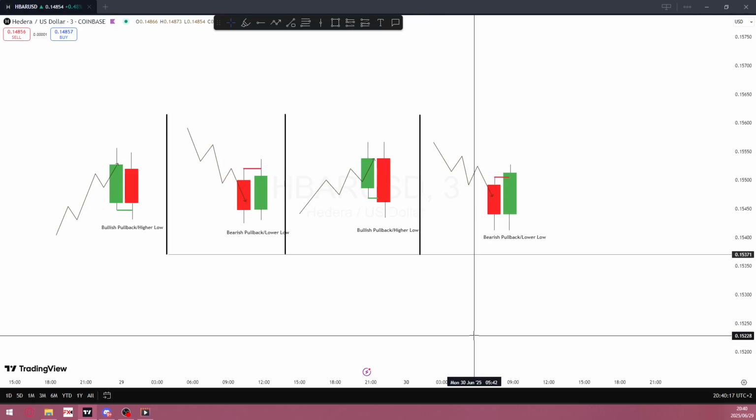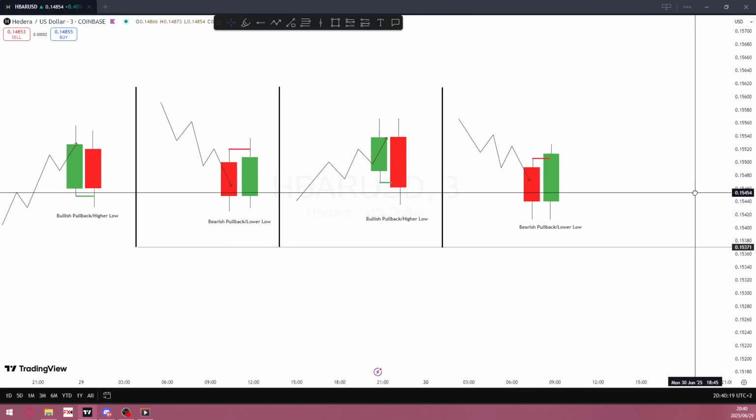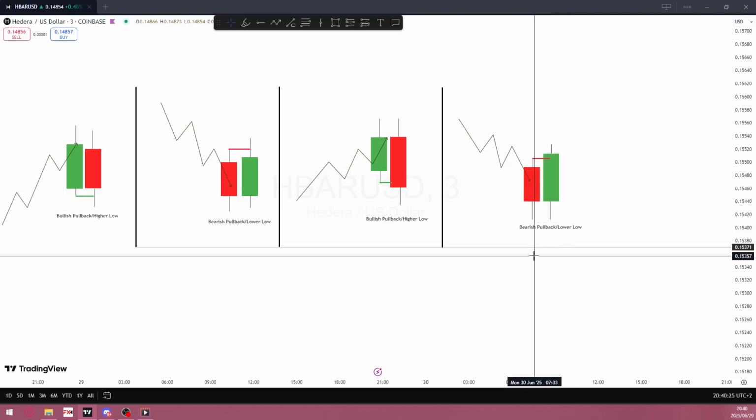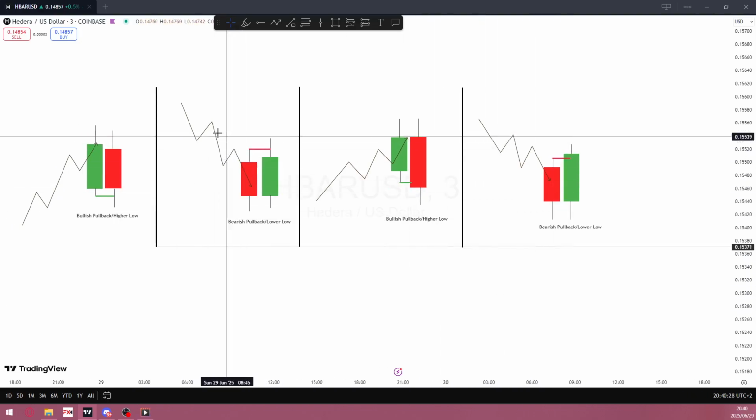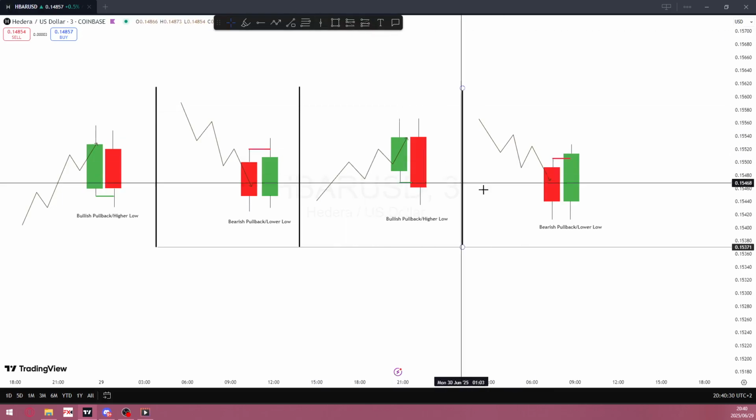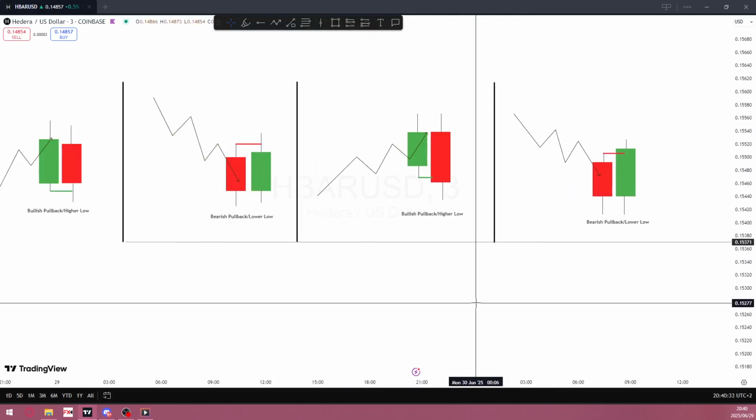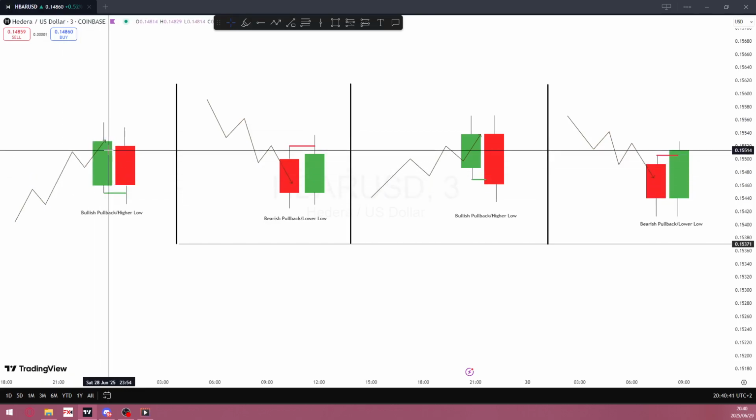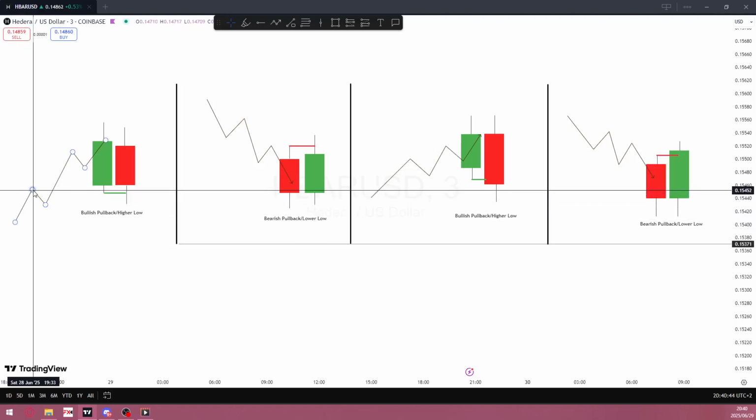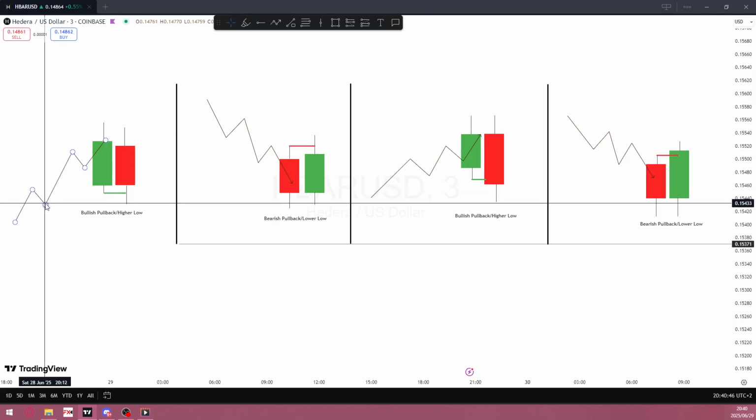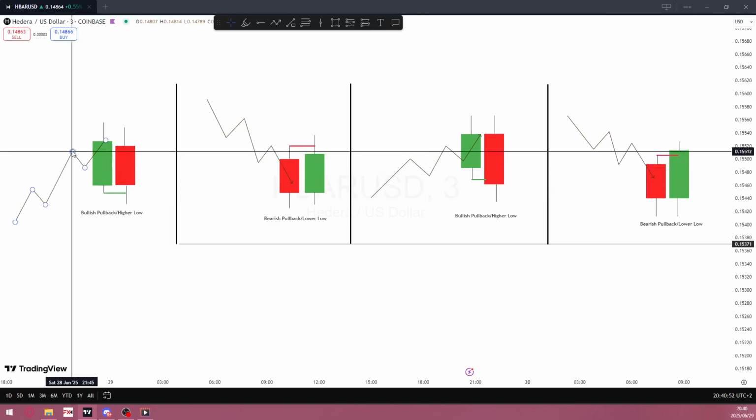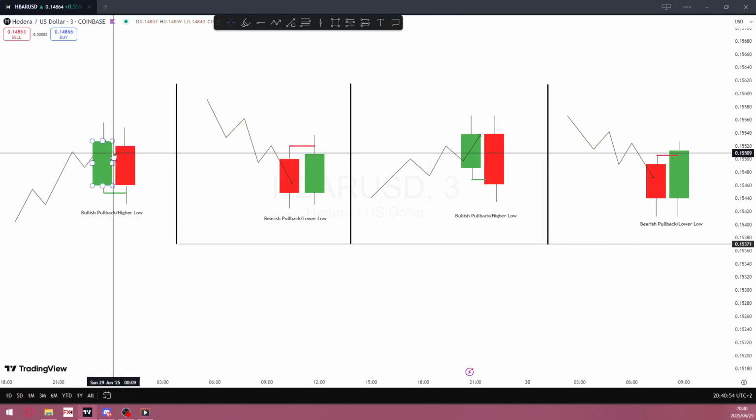But the pullback rule essentially is the criteria that needs to be met in order for a low or a high to be valid. Okay, and what it looks like is on the left I have an invalid pullback rule, and on the right I have a valid pullback rule. An invalid pullback rule consists of, obviously in a bullish trending market, we'd have a high, we'd have a low, then we'd have a higher high, then we'd have a higher low, and then we'd have a higher high.